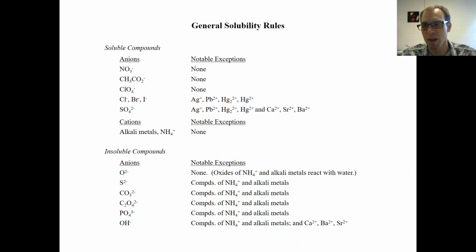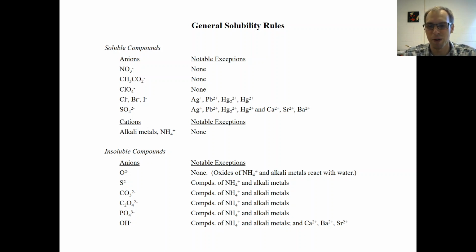All of those dissolve. We have some other anions where most of the compounds that form from them are soluble. These are chloride, bromide, and iodide. Those are generally soluble, with a few exceptions being silver, lead, mercury 1, and mercury 2. And then sulfate: generally sulfates are soluble with the exception of, again, silver, lead, mercury 1, mercury 2, and then we also add calcium, strontium, and barium to this list. So those are the things that are usually soluble with some exceptions.